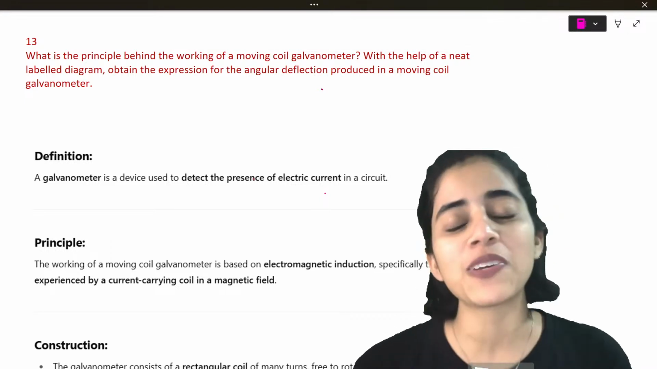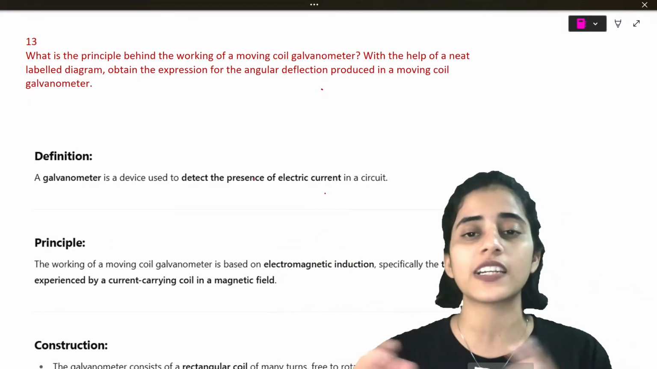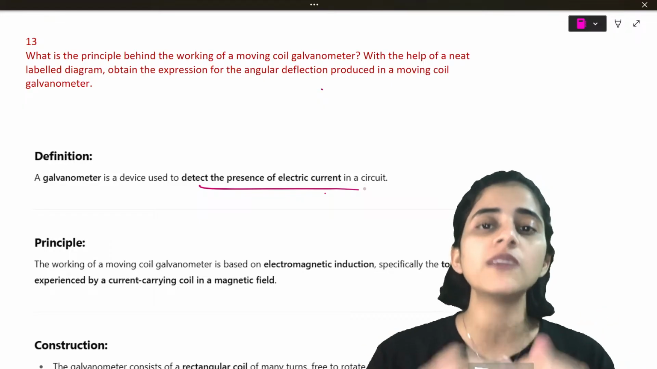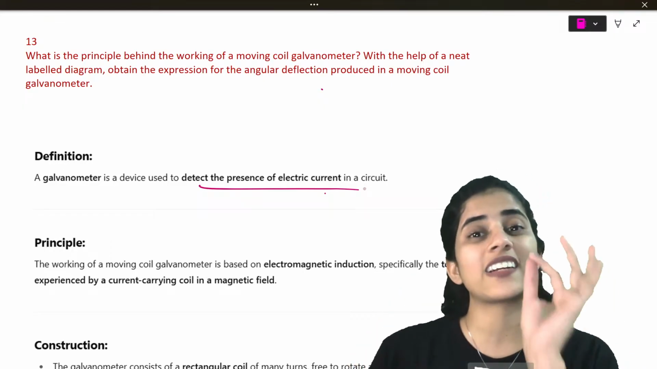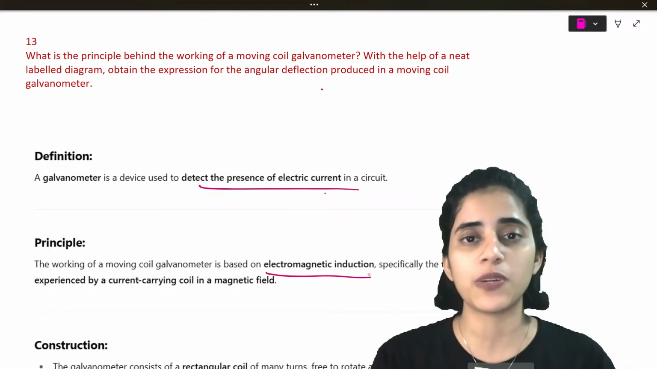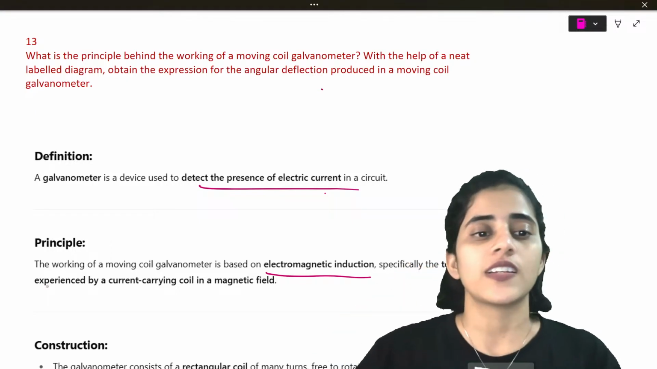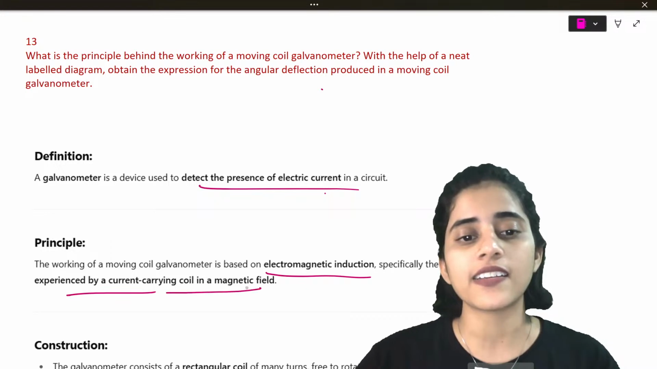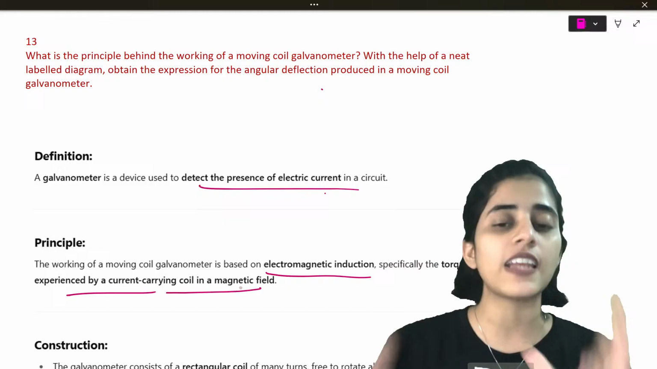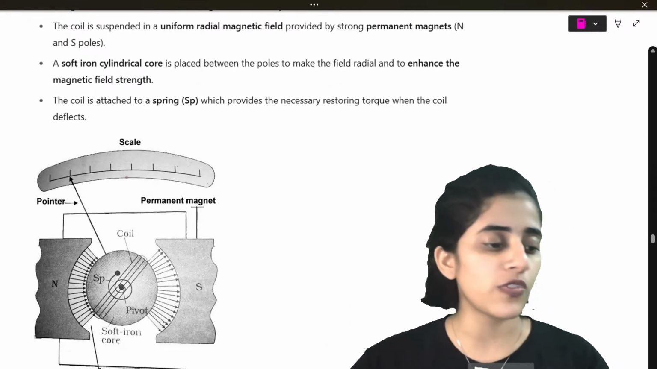Okay, so a galvanometer is something that is used to detect very small currents. It's not like an ammeter, it cannot detect huge currents, it can detect very small currents. And what is the principle of a galvanometer? It is based on electromagnetic induction. Now, the torque experienced by a current carrying coil in a magnetic field is mainly because of this. Now, this is the structure of a moving coil galvanometer.